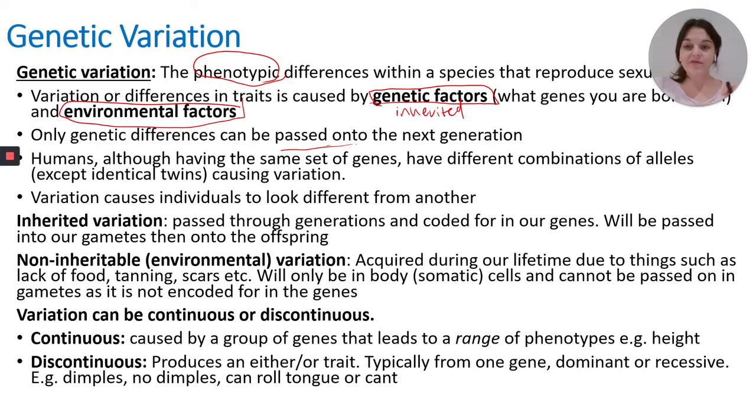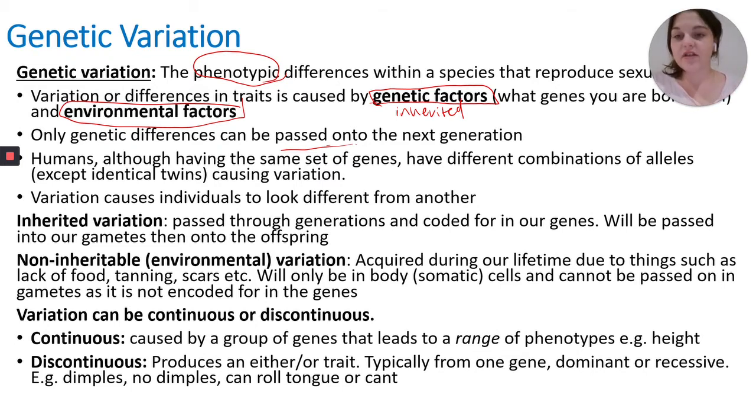Like we've already looked at, humans, although we've got the same set of genes in all of us, we've got different combinations of alleles for those genes, except for twins, which is what causes this variation. So it depends on what our genotype is for every single gene, depends on what it would look like.